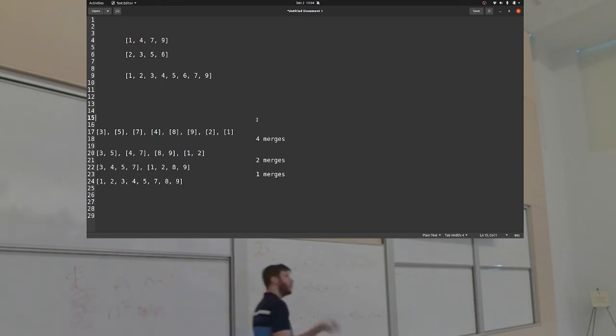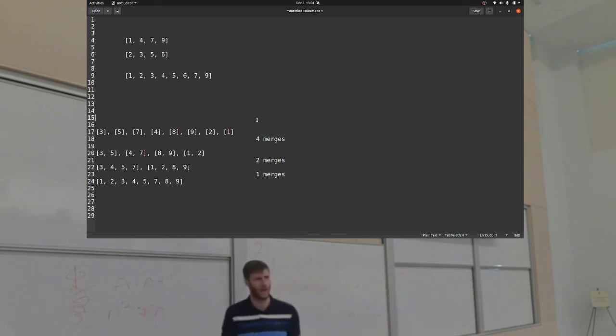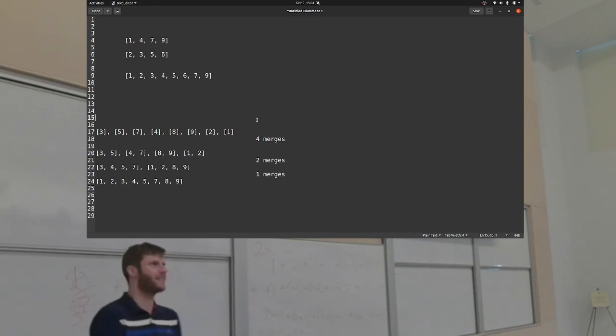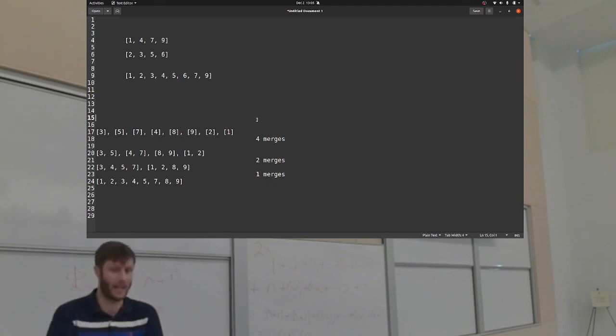Each row requires n units of work, but I only have on the order of log base 2 of n rows. So this is way better. It's not n squared. It's n times log base 2 of n. And that is way better than n squared.